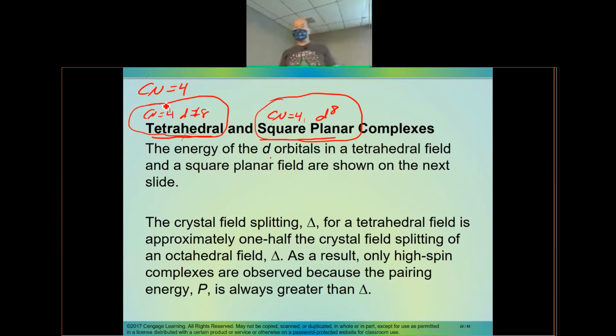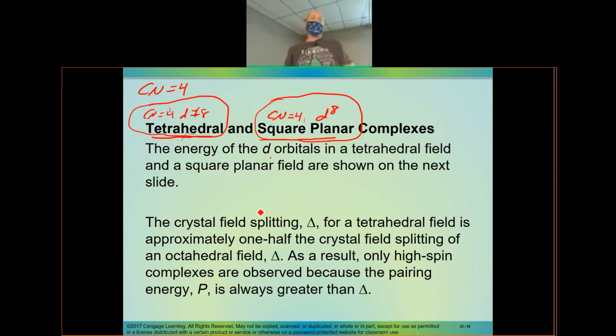All right, there are square planars that aren't D8, and there are tetrahedrals that are D8. But in general, you're going to get it right 90% of the time if you're predicting your D8 coordination number of 4 to be square planar. But 10% of the time, it would be tetrahedral. So they do exist as tetrahedral or square planar. But again, a high percentage of coordination number 4, D8, are square planar. So that's why we would predict that to be a square planar.